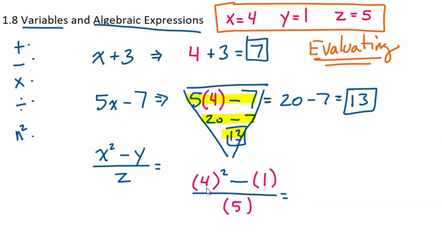Okay, so we're going to do the order of operations now. 4 squared is 16 minus the 1, don't need the parentheses, over the 5. 16 minus 1 is 15 over 5. 15 divided by 5 is 3. So you're getting a second dose of order of operations when you evaluate algebraic expressions.